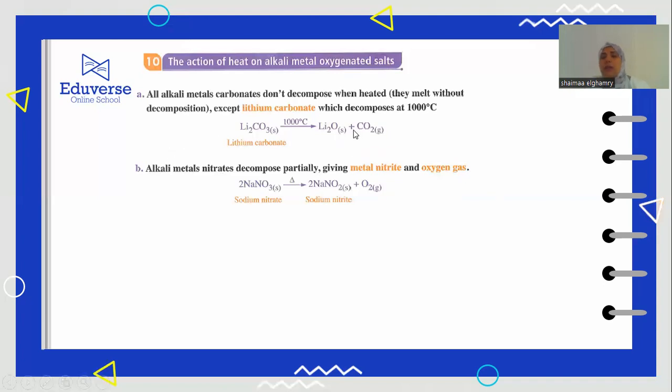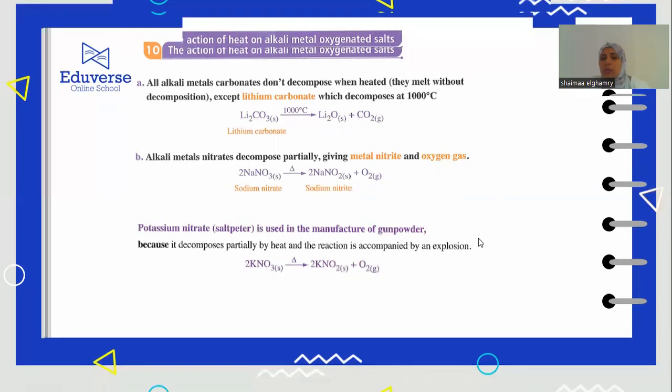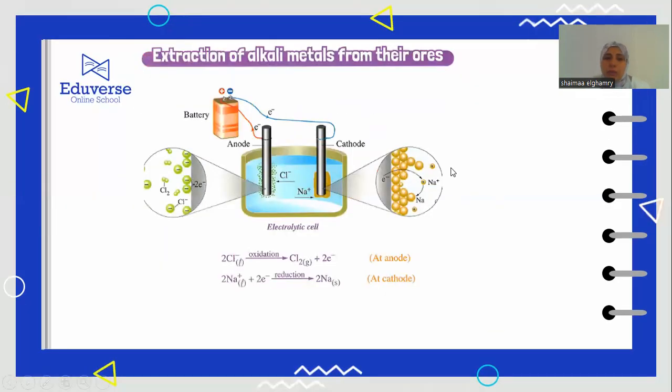Alkali nitrates decompose partially. Instead of being nitrate, they become nitrite and oxygen gas evolves. Potassium nitrate is used in the manufacture of gunpowder because, in the presence of heat, potassium nitrate decomposes to KNO2 plus O2 with explosion. So it is used in gunpowder.